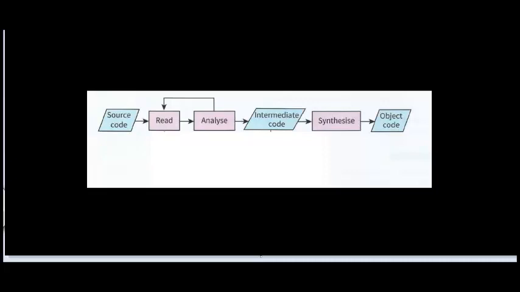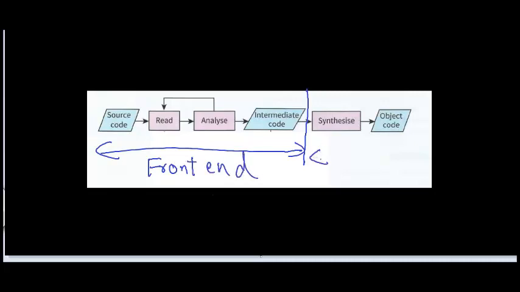Okay, if you take a look at this diagram, before this point is the front end of the compiler, and all of this activity after this point is what is done at the back end of the compiler. So in the front end, the source code is read line by line.